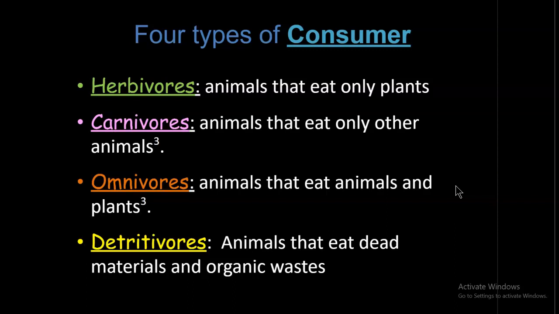And then the next type of consumer we have is our carnivores. Carnivores are animals that eat other animals. So these would be like your tigers, foxes, and all kinds of stuff like that. So cats, for instance.